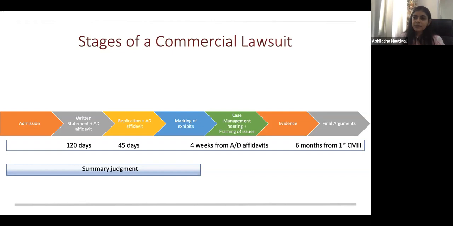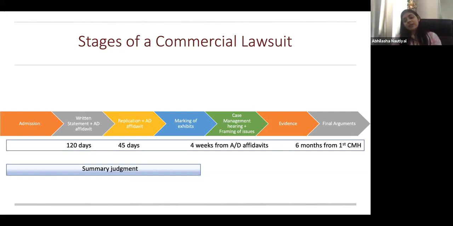Now, case management hearing is a sort of housekeeping kind of hearing that the court holds, where a time frame is fixed for the rest of the procedure, the trial, and final arguments by the court. So this is an introduction of the Commercial Courts Act. So after the case management hearing, of course, the matter goes to trial and then final arguments. There are timelines prescribed in the Commercial Courts Act for case management hearings and also for final arguments, and these timelines I've mentioned on the screen.